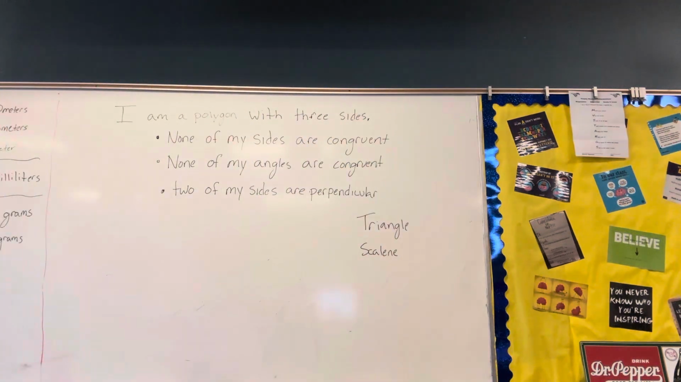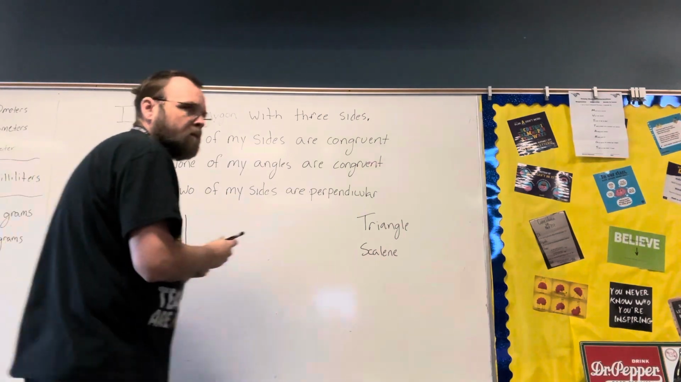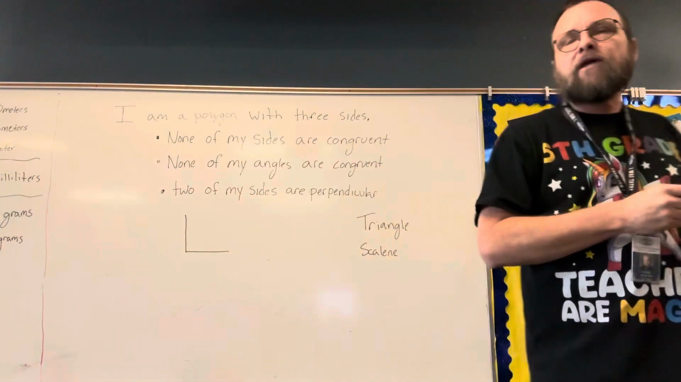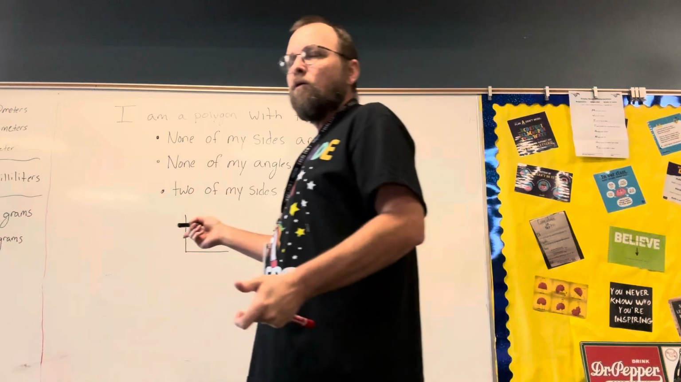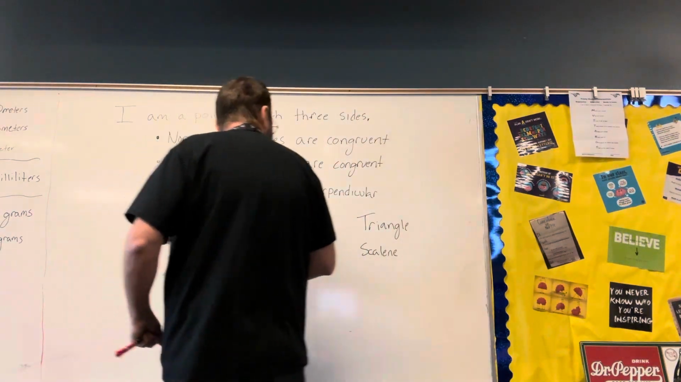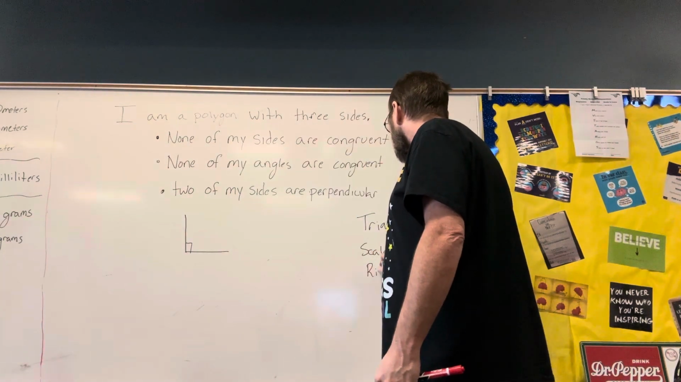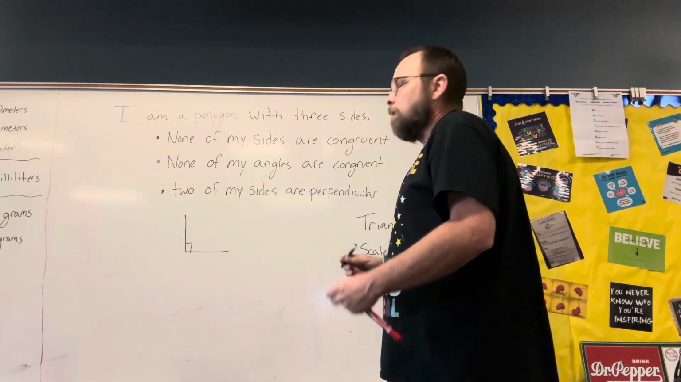None of my angles are congruent. So none of the angles are the same. Two of my sides are perpendicular. Perpendicular means they cross like that, or they meet like that, which is what kind of angle? A right angle. So this is a scalene right triangle.